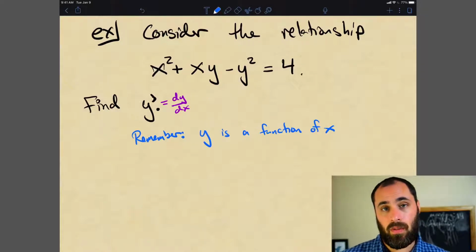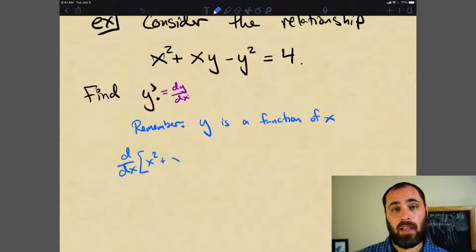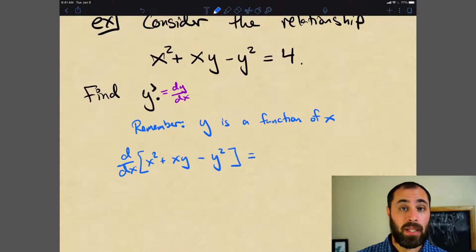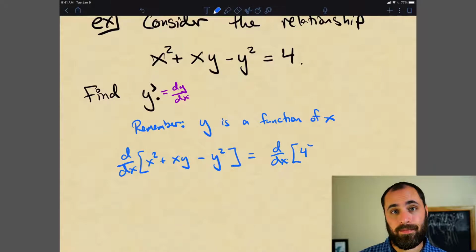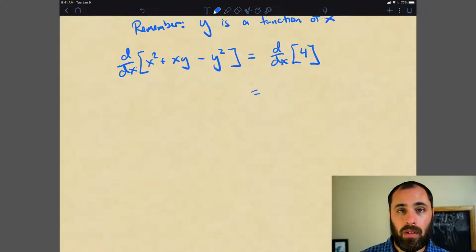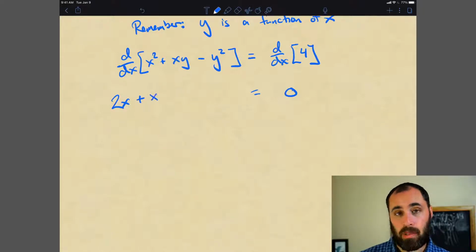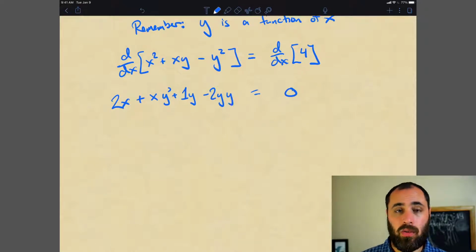So the first step, we'll write down this equation and we'll take the derivative with respect to x of both sides. So using the power rule, the derivative of x squared is 2x. xy, the derivative of that is x times y prime plus 1 times y. And the derivative of y squared is 2y y prime.